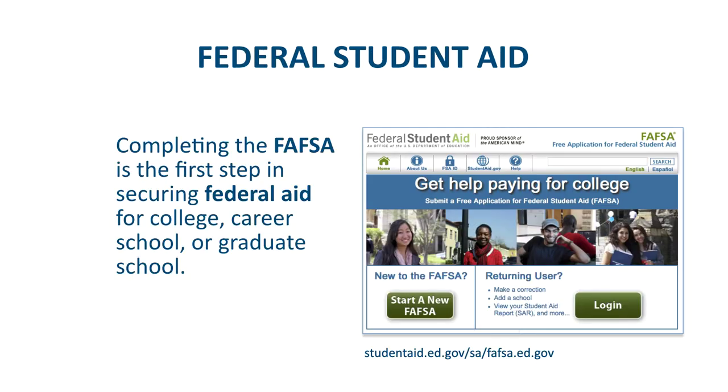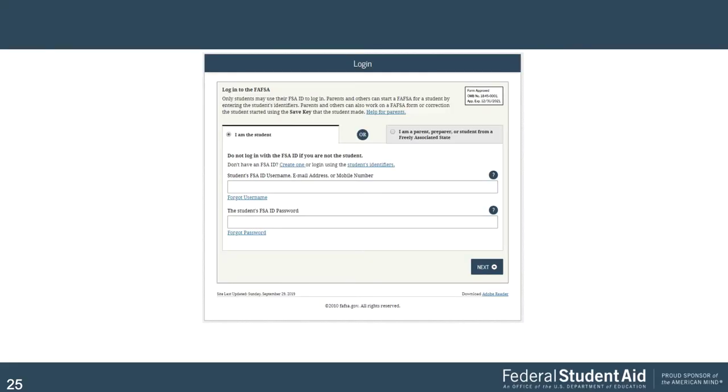Now this is a screen capture of what the FAFSA website looks like, and you want to go to this website here, which is listed at the bottom of the slide, and start your new application. But there is a caveat here, and that is another website, another task for you, which is to be aware of what's called an FSA ID. An FSA ID is simply your digital signature and identification number.